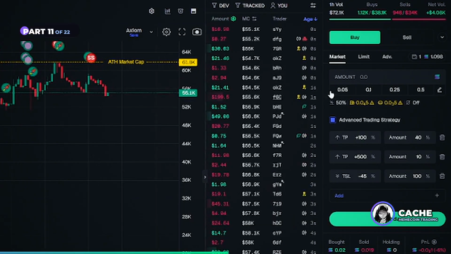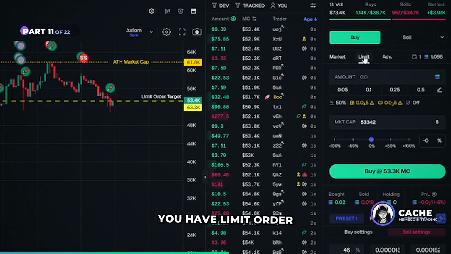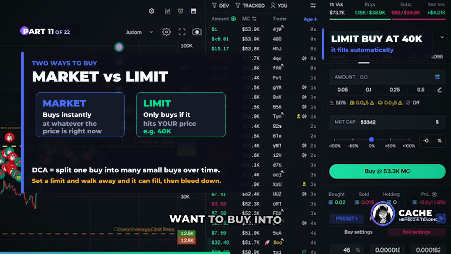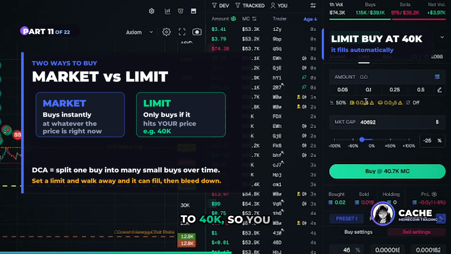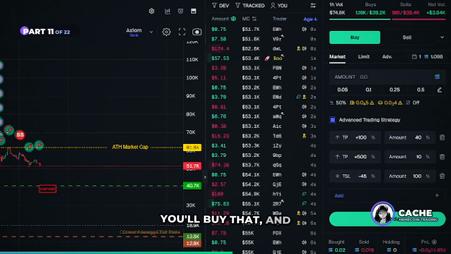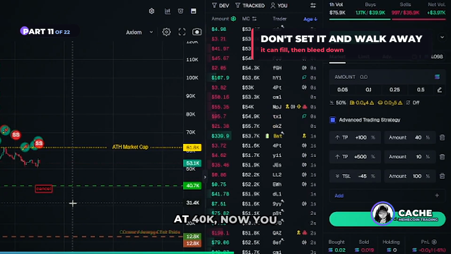Alright, so over here you have market buys, you have limit order buys. So if you're like, I like this coin, I don't really want to buy into it unless it goes to 40k, you could do like, all right, I'm going to buy 0.1. If it hits 40k, you'll buy that. And as soon as it hits 40k, it will automatically buy you in at 40k.